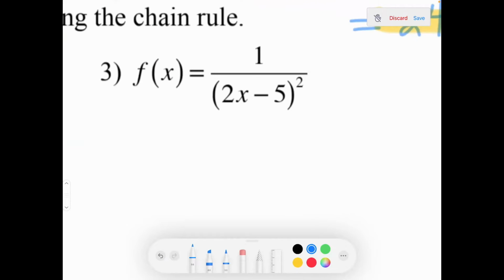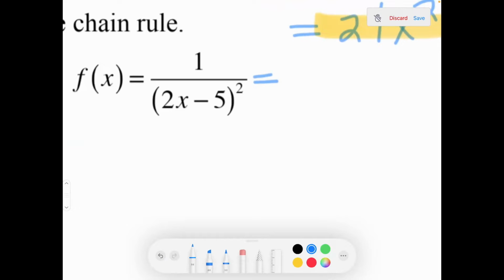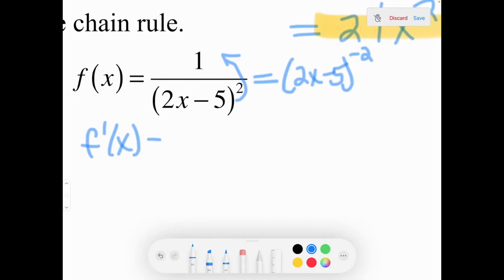All right, number 3. We can rewrite number 3. This 2, we can move to the top, the exponent of 2. And that's going to become 2x minus 5 raised to the negative 2 power. And then we can use chain rule to take that derivative. Something raised to the negative 2 power. The derivative of that is negative 2 times something. We're going to subtract 1 from that exponent. Negative 2 minus 1 is negative 3.